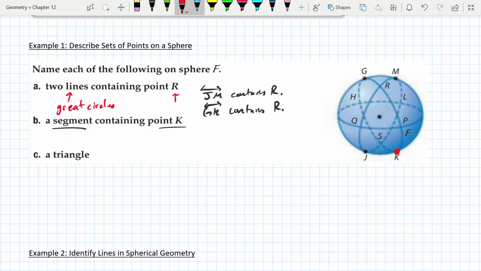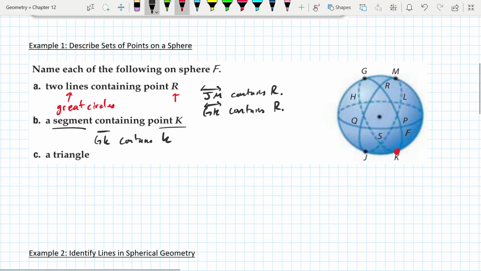And I'm looking for a segment that contains point K. Well, there is one that I see right away. Of course, you could have a big one like GK. That is a line segment containing K. I mean, K is in the name. So GK contains K. All right. But that's kind of boring. You don't want it to always be the endpoint. Let's see if we can spot the other one.